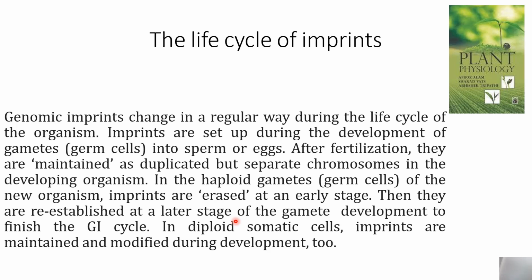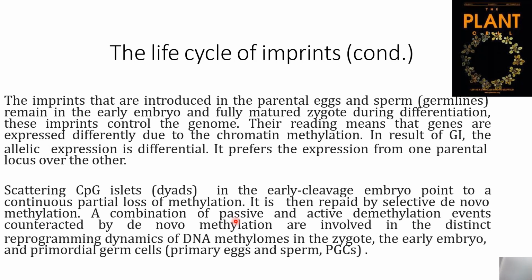So in diploid somatic cells, imprints are maintained and modified during development too. The imprints introduced in the parental eggs and sperm, or the germ lines, remain in the early embryo and fully matured zygote during differentiation. These imprints control the genome, so their reading means that genes are expressed differently due to chromatin methylation. As a result of genome imprinting, the allelic expression is differential. It refers to the expression from one parental locus over the other.